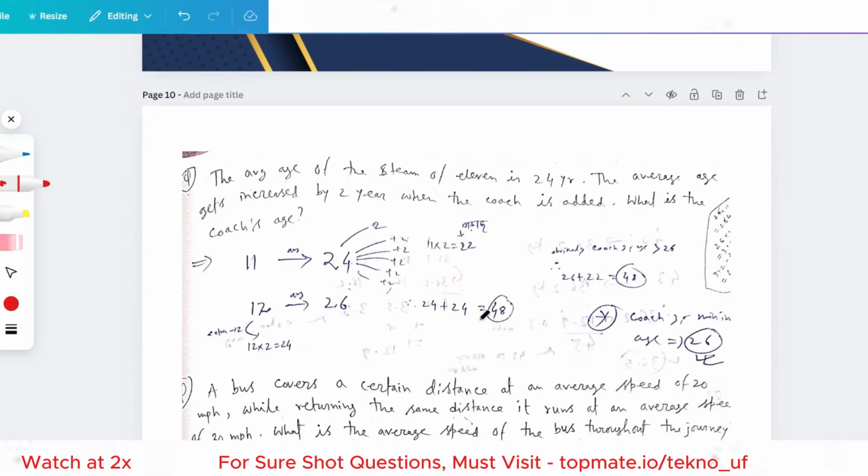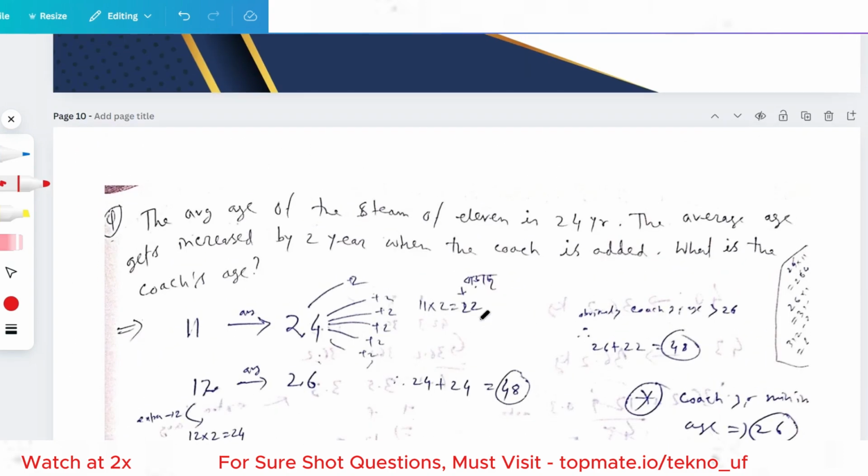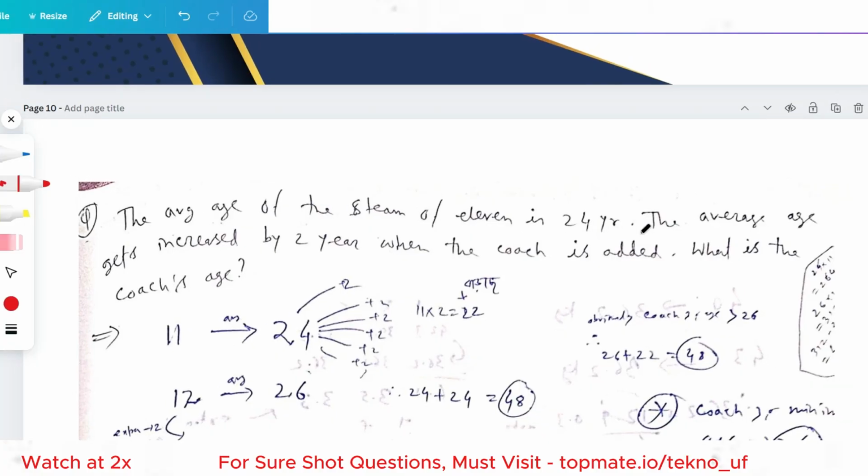Okay, so let me share the next type of problem. The average age of a team of 11 is 24 years. The average age increases by 2 years when the coach is added. What is the coach's age? As you can see, they have solved the problem this way.